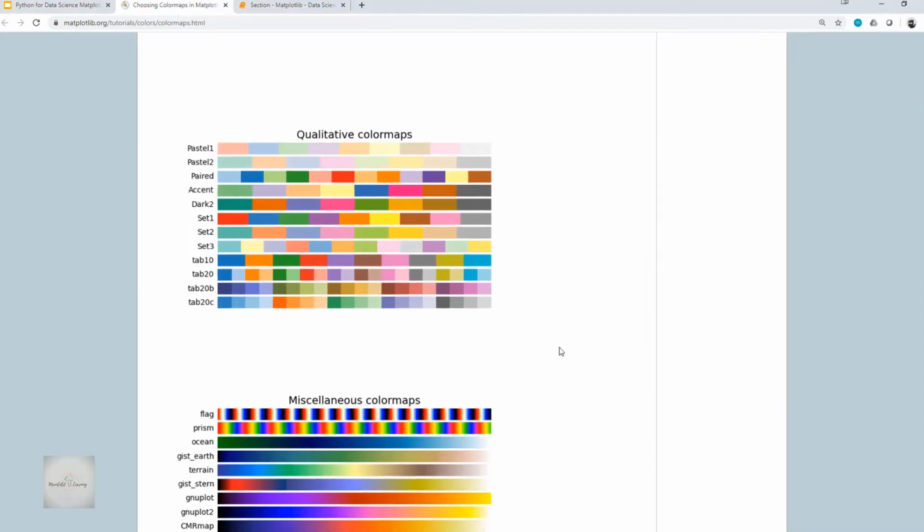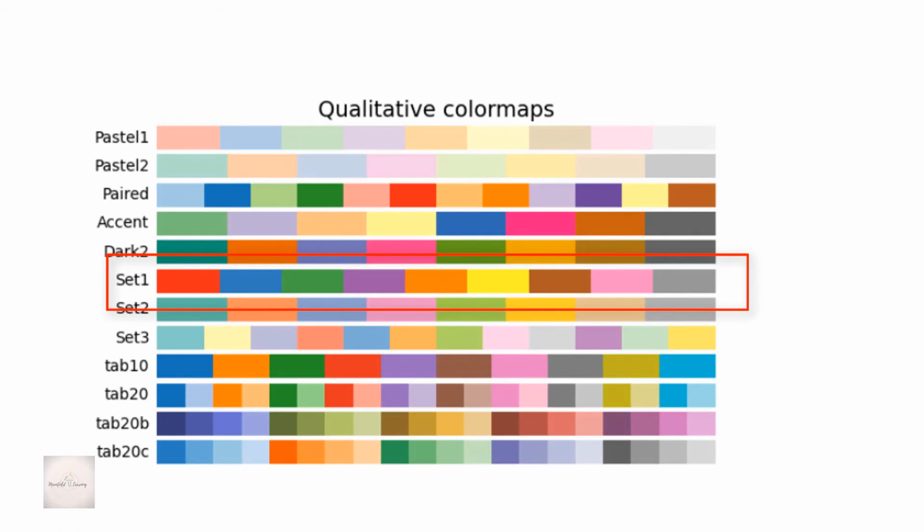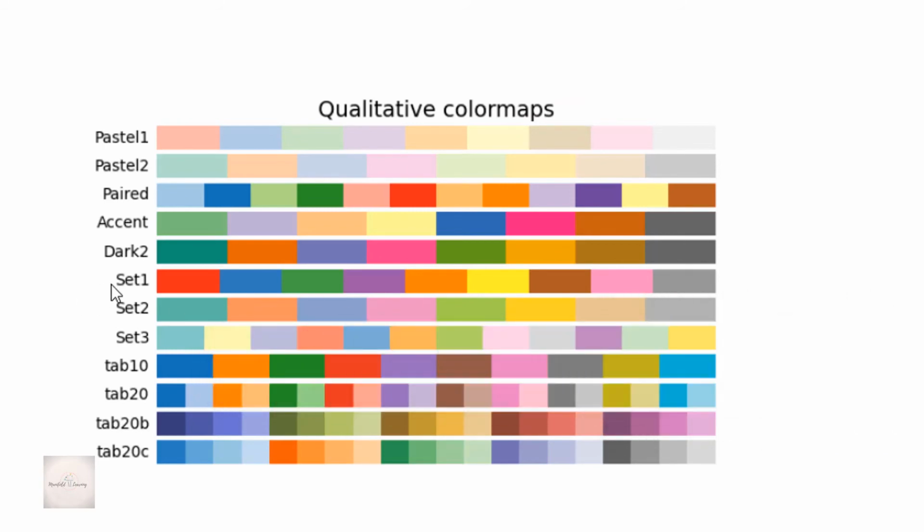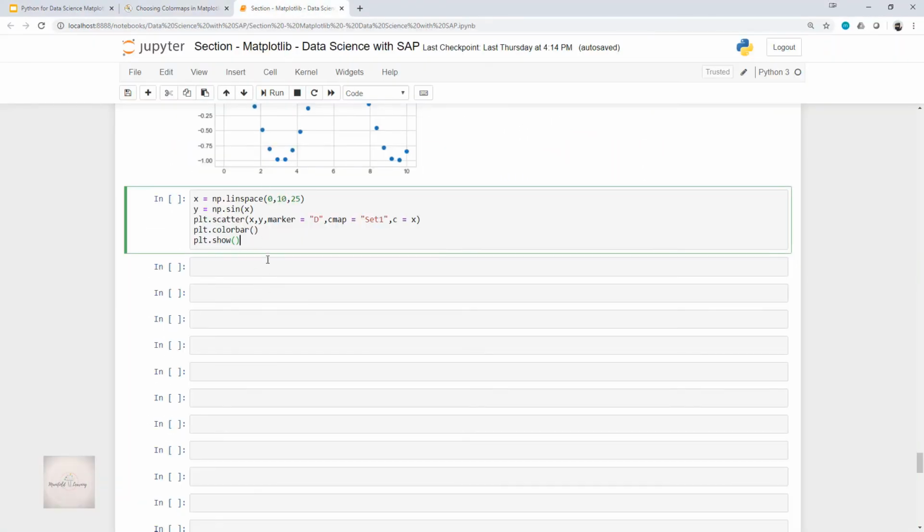Now, let me come to this page. If you observe here, this is how the color bar of Set1 looks. What this color bar represents is the relationship between the colors of the color map and the data values. That means the lowest value in our data will have this red color and the highest value in our data will have this gray color. So as the value increases from lowest to highest, it will pick the color from the color bar in the order of left to right. Now coming back to our code, the next argument which we have specified is c.